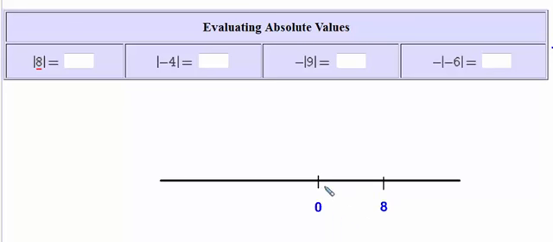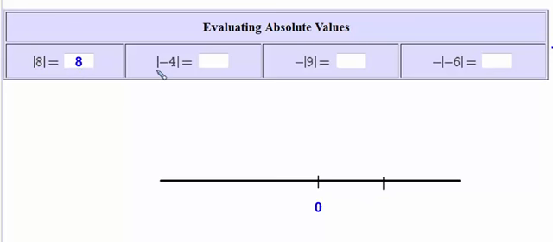If you wanted, you could include 8 tick marks, 1 unit apiece, to indicate this is 8 units to the right of 0. The absolute value is the distance a number is from 0, and distance is always positive. So the distance between 0 and 8 is 8 units. So we would say the absolute value of 8 is 8.